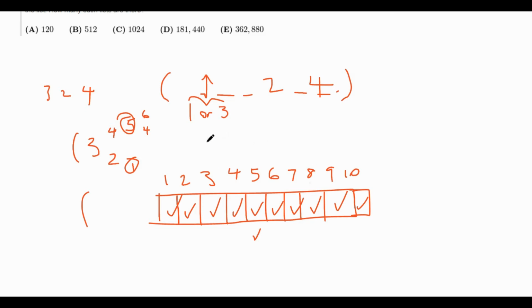Because it's clear that the number of sequences that we have is going to equal the number of ways that we can fill this grid of 10 squares out using check marks, such that every single check mark is adjacent to a previous check mark.